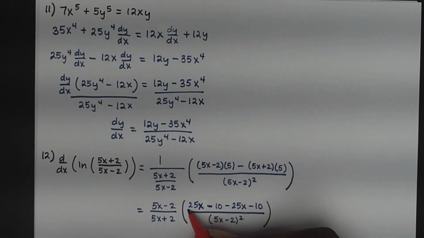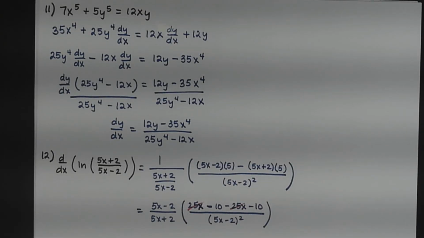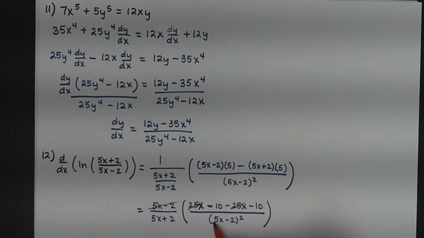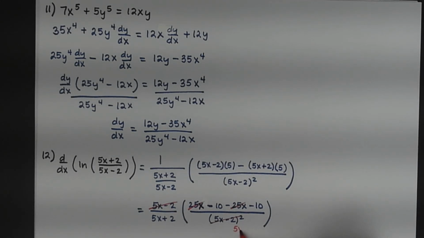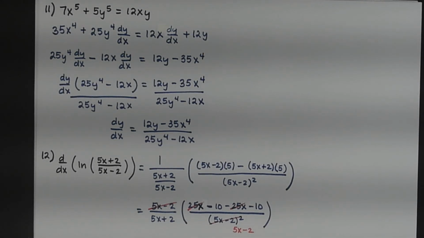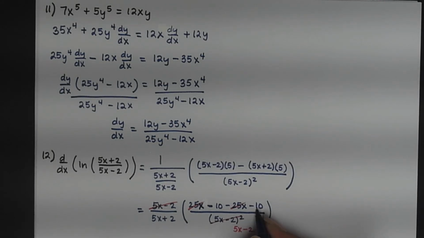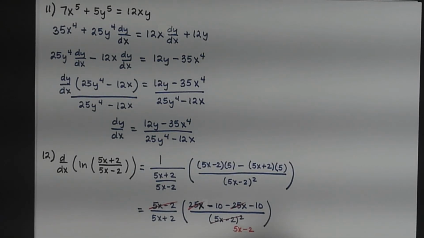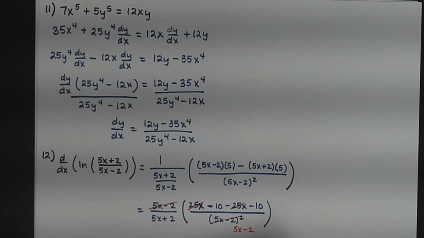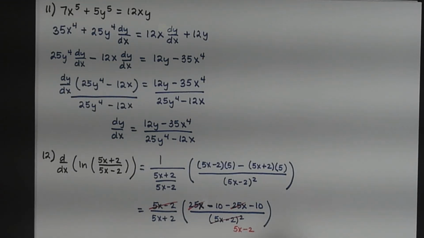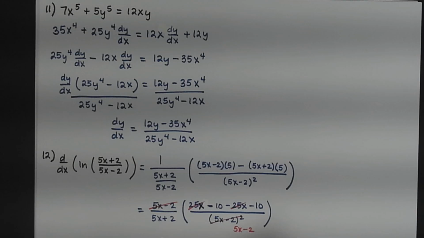So that means here, these 25x's are gone. Also, I'm going to divide out this 5x minus 2 with one of the 5x minus 2's here. So I have 5x minus 2 in the denominator. Then when I simplify this, minus 10 and a minus 10 would be minus 20, divided by that 5x plus 2, multiplied by 5x minus 2 in the denominator.